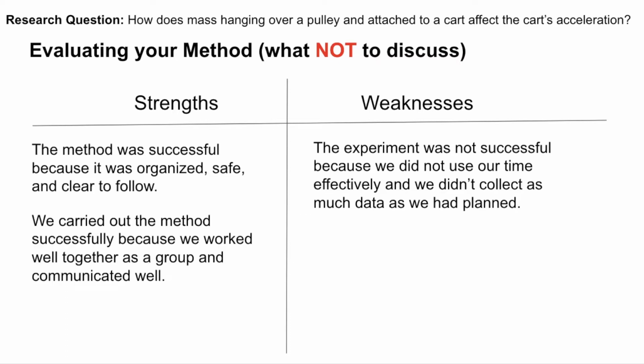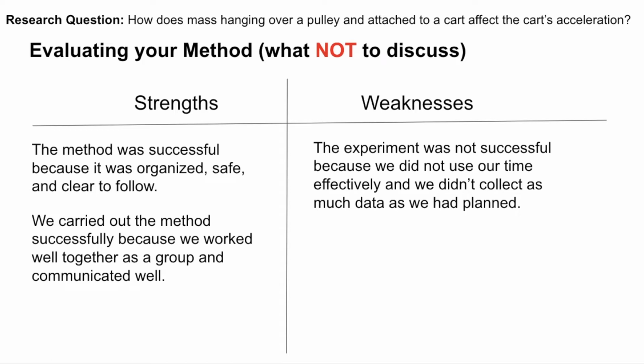Here's another strength. We carried out the method successfully because we worked together as a group and communicated well. That's very nice. I'm glad that you did that. You should give yourself a pat on the back, but it's not relevant to your method. Working together is a general expectation in the IB. It's an ATL skill, collaboration, so that's great, well done, but it has nothing to do with the validity of your scientific research. I know I sound cold here, but I'm just being honest with you.